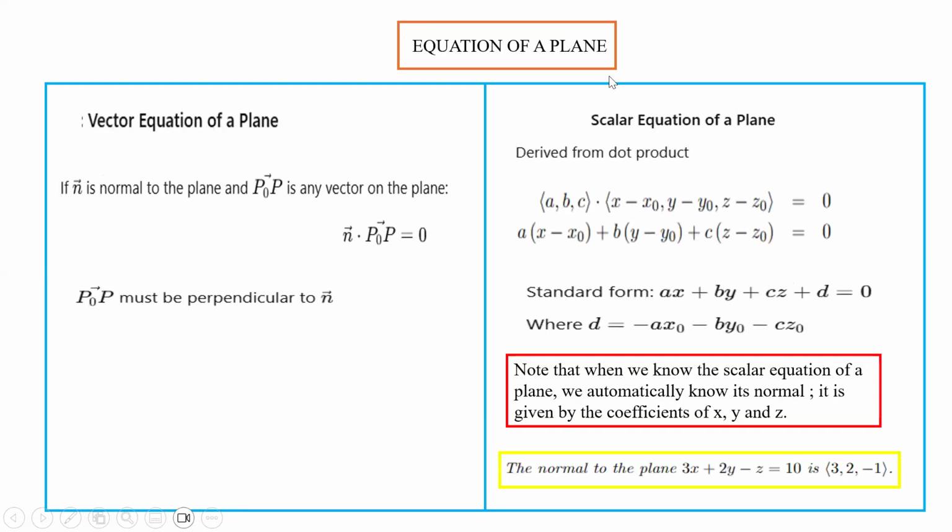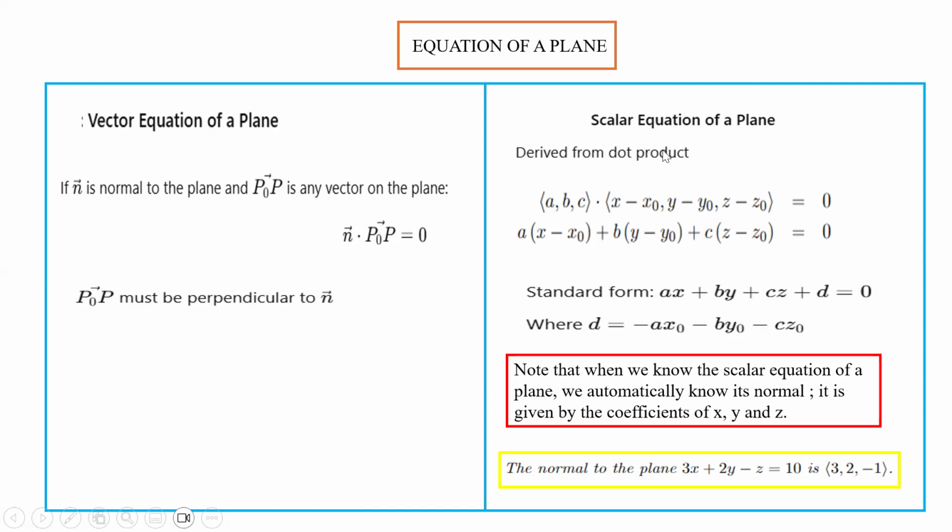Now we're going to go on to the equation of a plane, and we're going to look at two types. One, the vector equation of a plane, and the other, the scalar equation of a plane. Let's talk about the vector equation first. If vector n is normal to the plane and p is any vector on the plane, then the dot product, as you can see in the vector notation there, is equal to 0. It must be perpendicular to that vector.